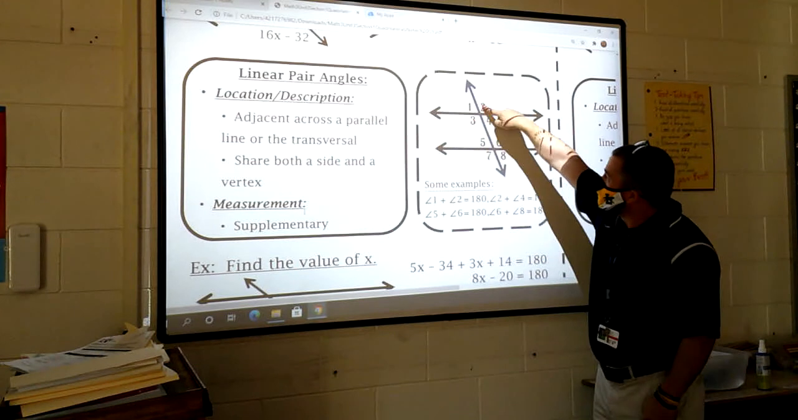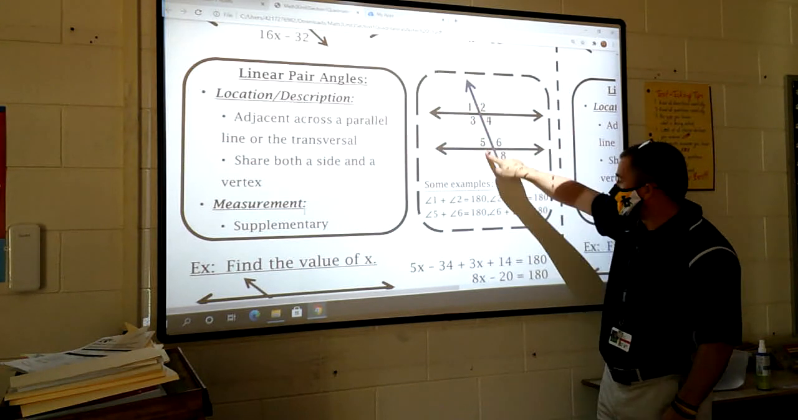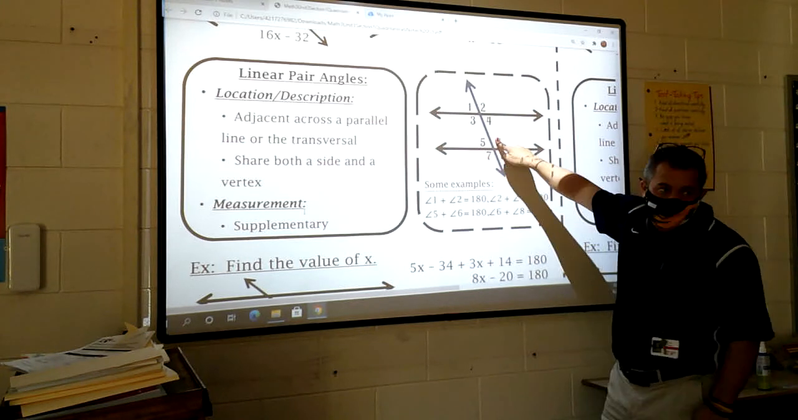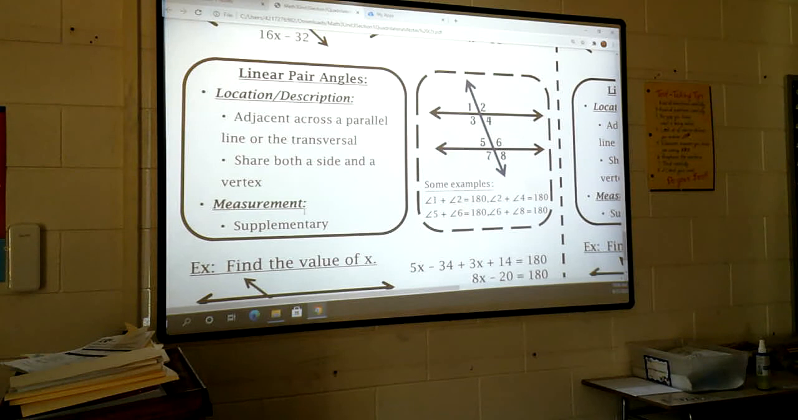2, 4 is also adjacent or a linear pair. 5, 7, and 6, 8. So basically, if they create a straight line, so if they are straight across the parallel or straight across the diagonal, then those are adjacent, which means they're supplementary. They add up to 180.